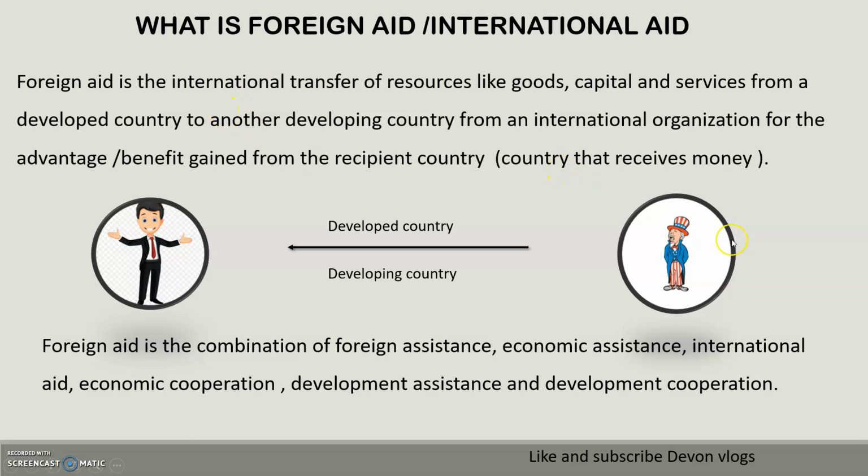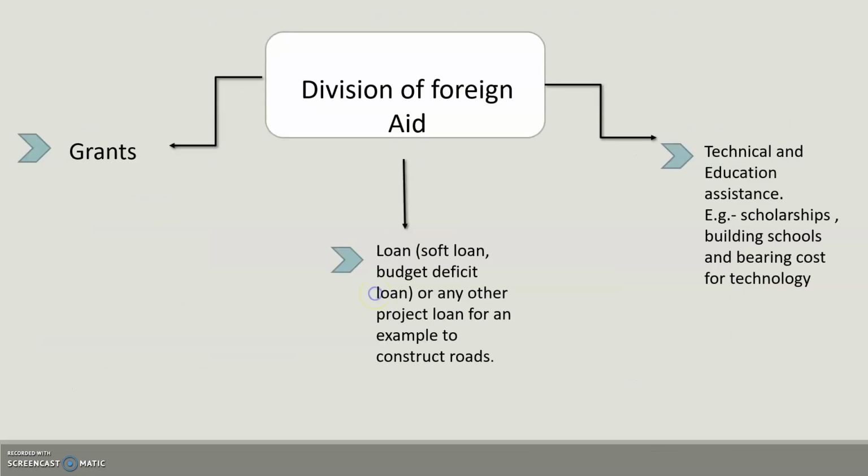Here I have illustrated through pictures how money, and not only money but any support or aid, is transferred from a developed country to a developing country. Foreign aid is a combination of foreign assistance, economic assistance, international aid, economic cooperation, development assistance, and development cooperation.